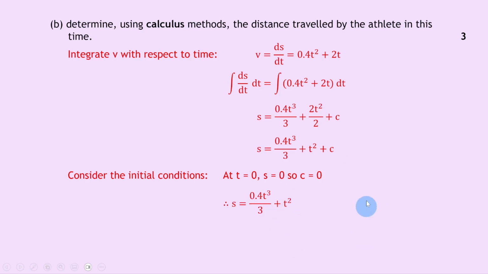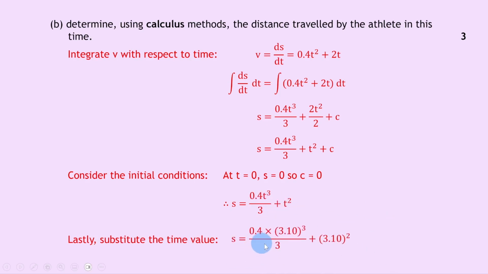Now at the end of part B it said in this time, so it means the 3.10 seconds that was mentioned in part A. So lastly we want to substitute the time value into this expression. So we have s is equal to 0.4 times 3.10 cubed over 3 plus 3.10 squared. And if you put that into your calculator you should get an answer of 13.6 metres.